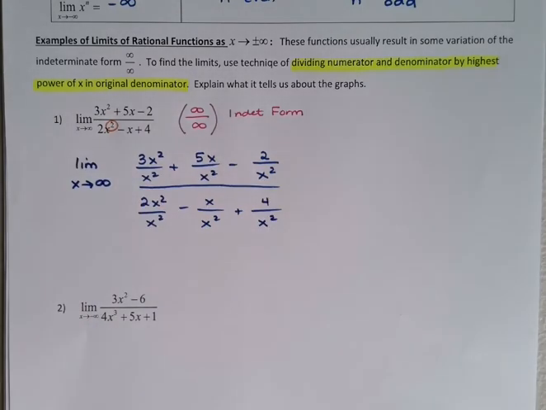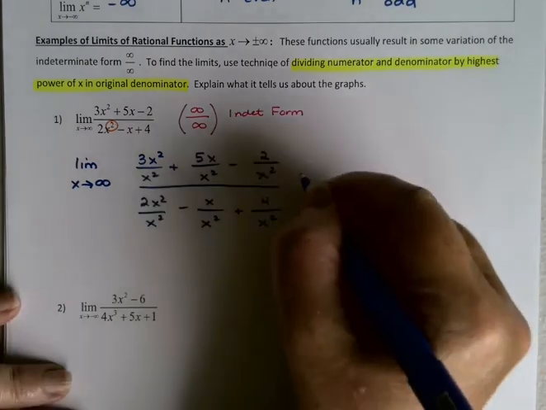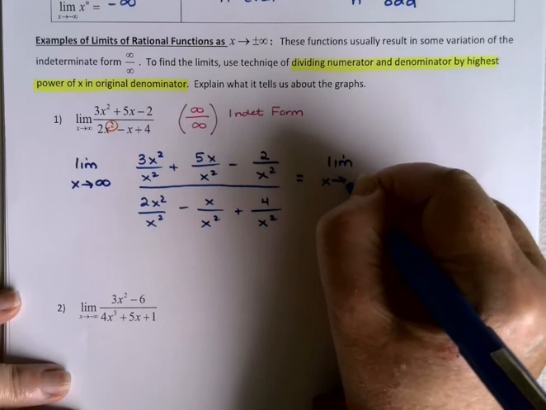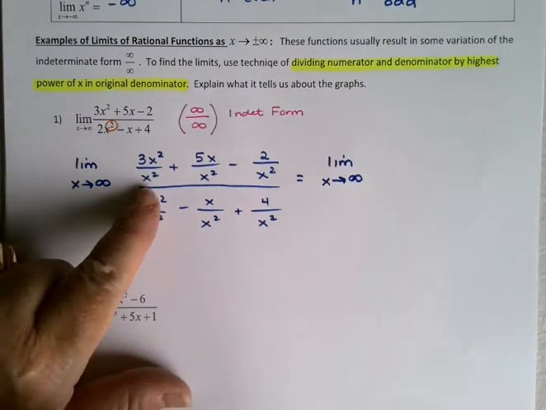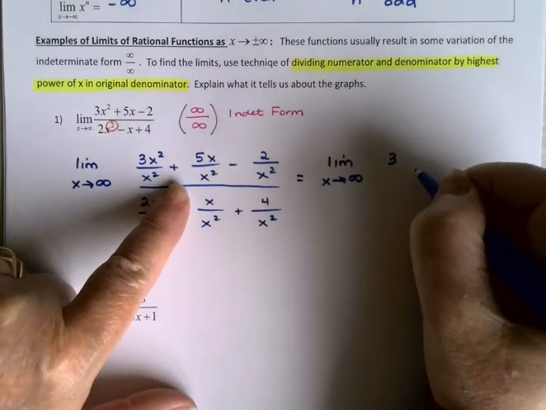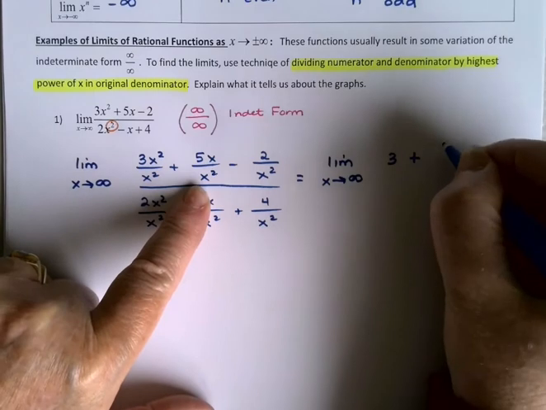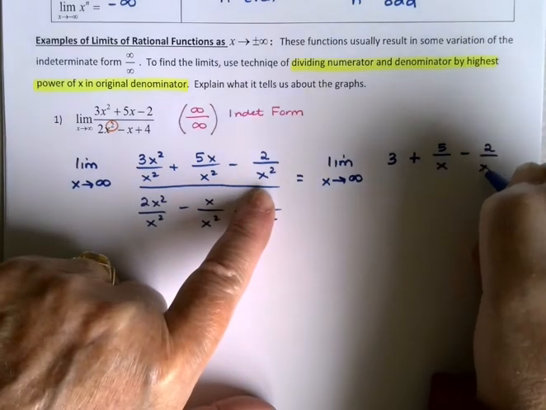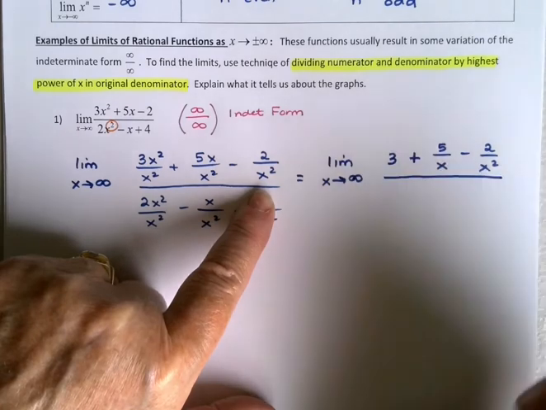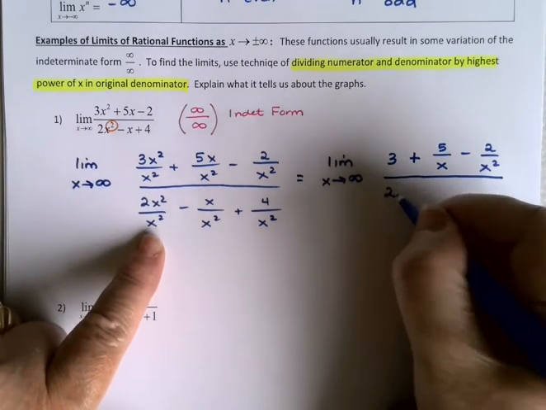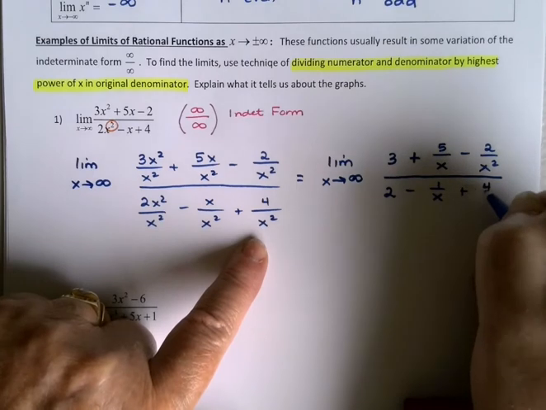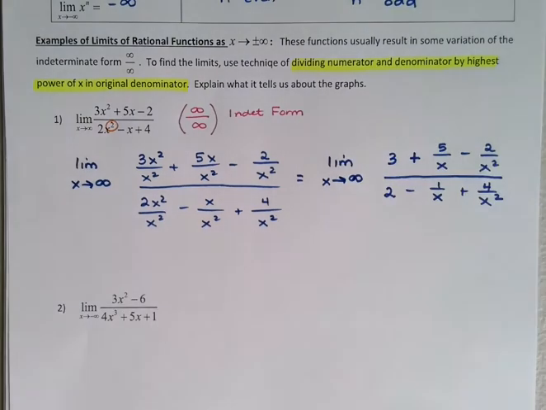All right, let's simplify that. That'll just become 3 plus 5 over x to the first minus 2 over x squared. And on the bottom, we've got 2 minus 1 over x plus 4 over x squared.